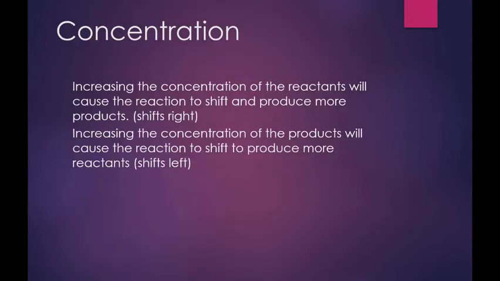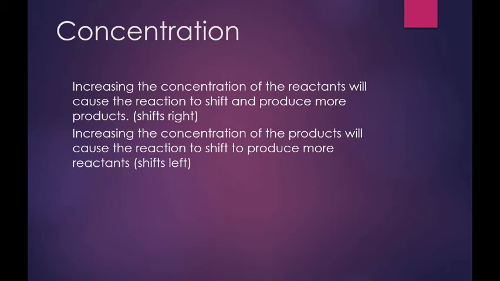Okay, so in terms of concentration, if I increase the concentration of the reactants, that will cause the reaction to shift and produce more products. If I increase the concentration of the products, then the reaction will shift to produce more reactants, so shift to the left. If I remove some reactants, that's going to cause it to shift to produce more reactants. And if I remove products, it will cause the shift to go to the right, to produce more products.